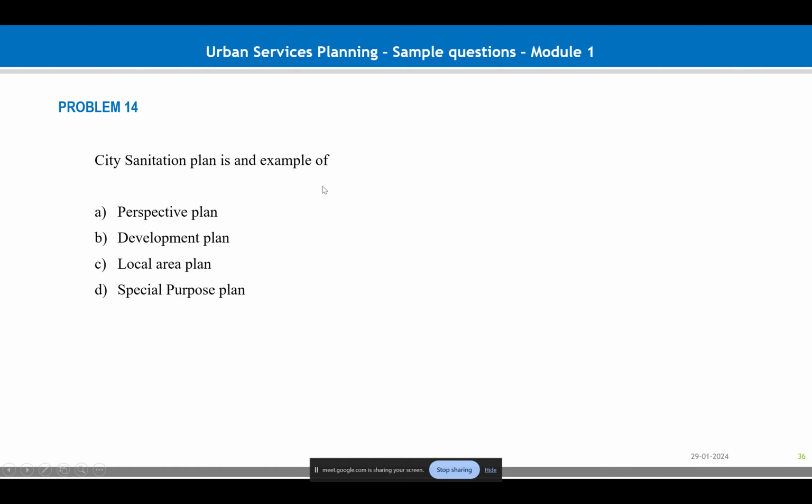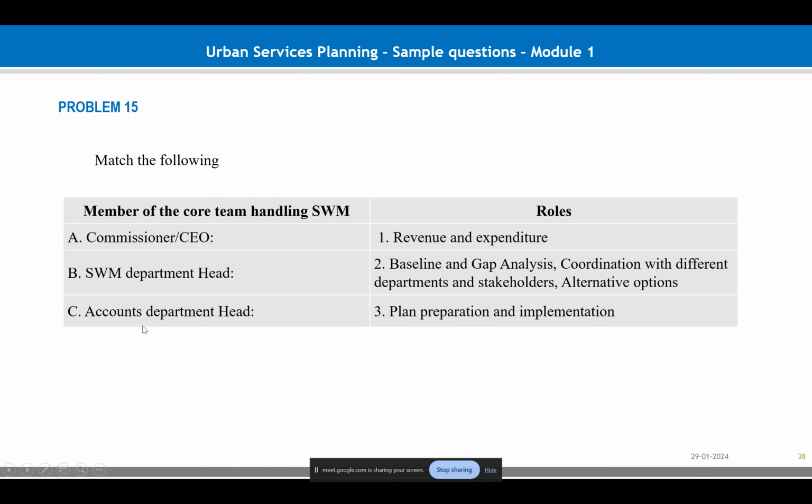Let's go to problem 14. City sanitation plan is an example of: perspective plan, development plan, local area plan, special purpose plan. It's a special purpose plan, yes. It has been planned for the sanitation action itself. We discussed different plans in the previous question, so this is an example of a special purpose plan.